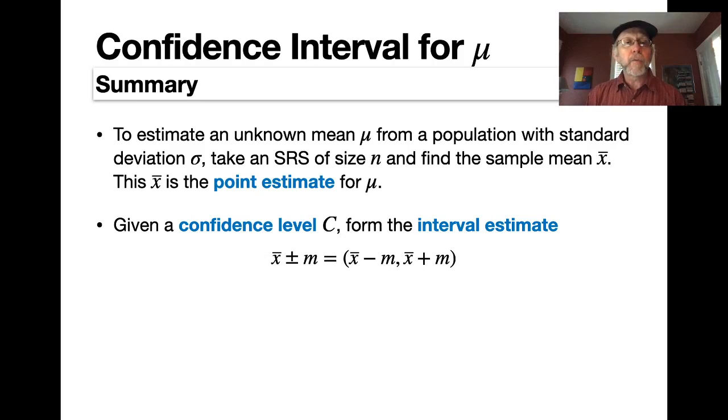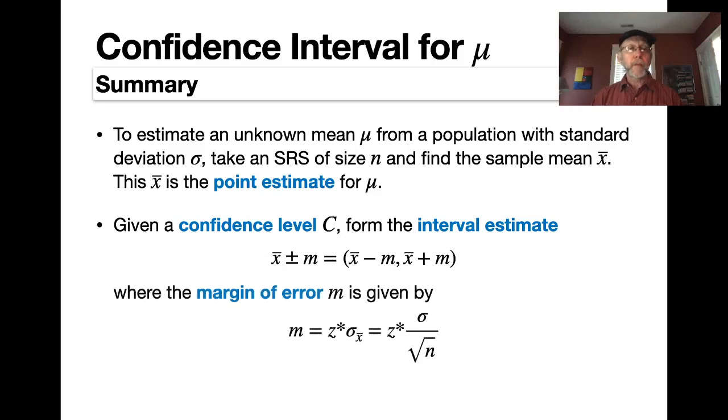Given a confidence level C, the confidence interval is an interval estimate of the form x bar plus or minus a margin of error, which I'm denoting here by m. So it's a range of values that extends from the sample mean minus the margin of error up to the sample mean plus the margin of error. The margin of error itself is computed based on the standard deviation of the sampling distribution of x bar.